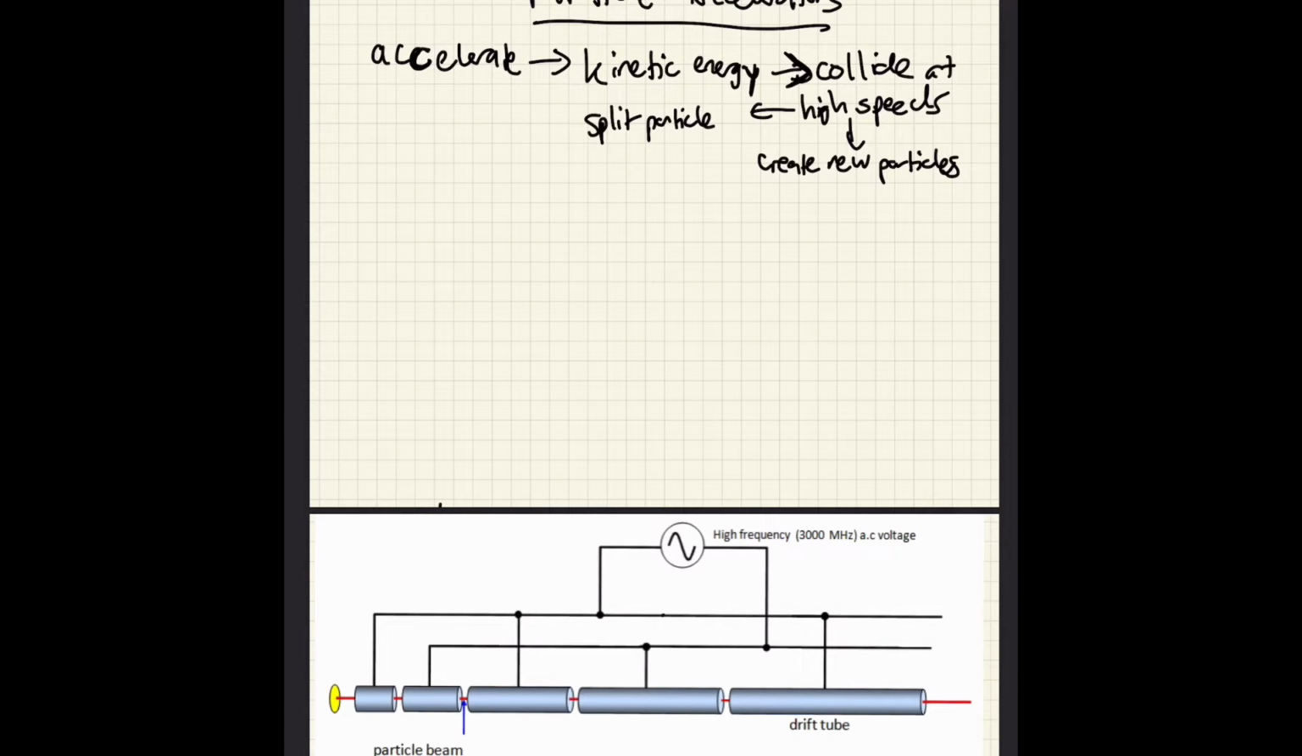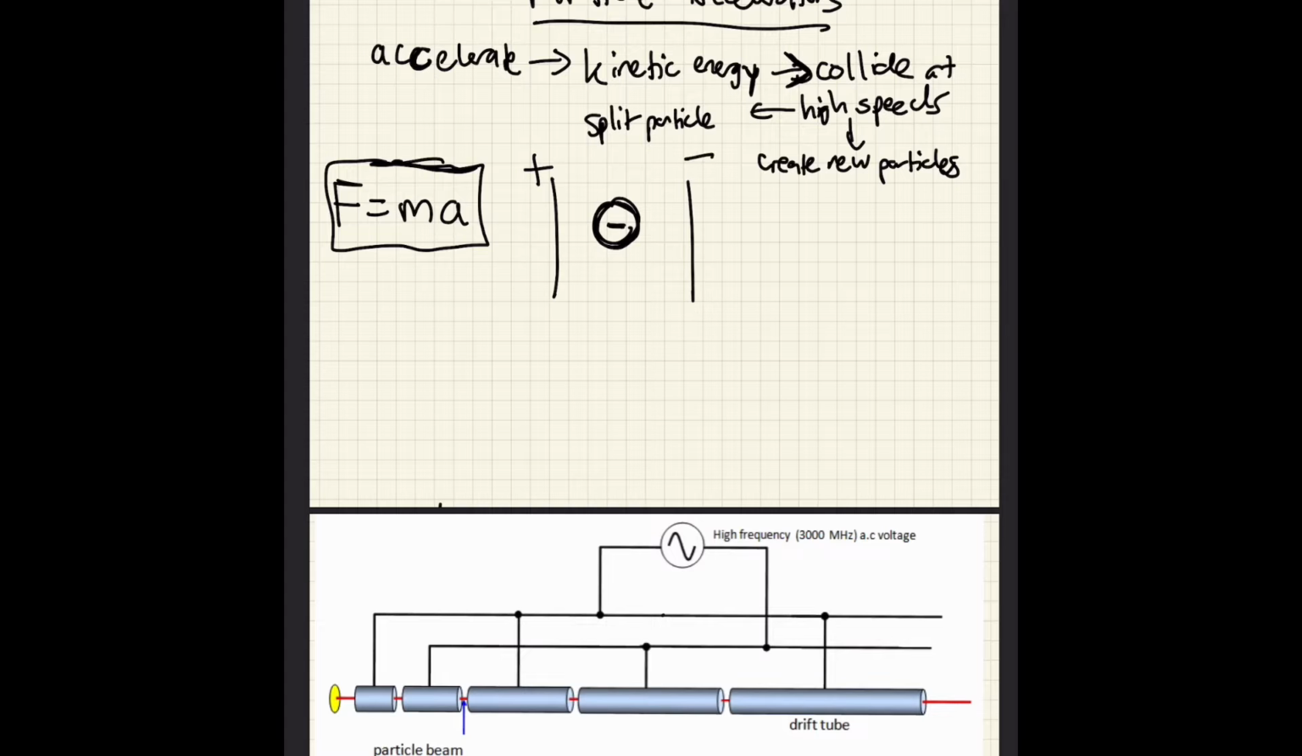Okay, so how do we accelerate particles? Well, how do you accelerate something? Remember, acceleration requires a force. Force equals mass times acceleration. So we just need to put a force on the particle. How do we put a force on the particle? Well, if the particle is charged, then we can easily exert an electrostatic force. And that's done easily. All I gotta do is just create an electric field. Okay, if I create an electric field, then there'll be a force on the charged particle.